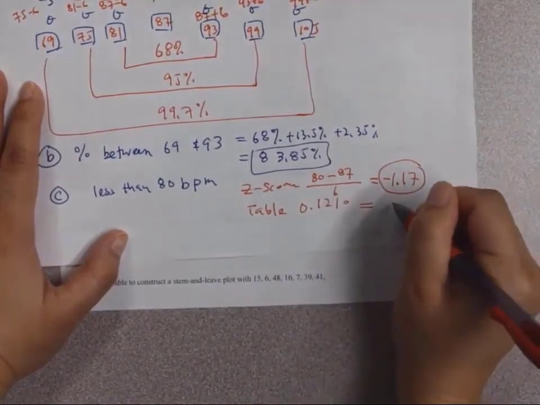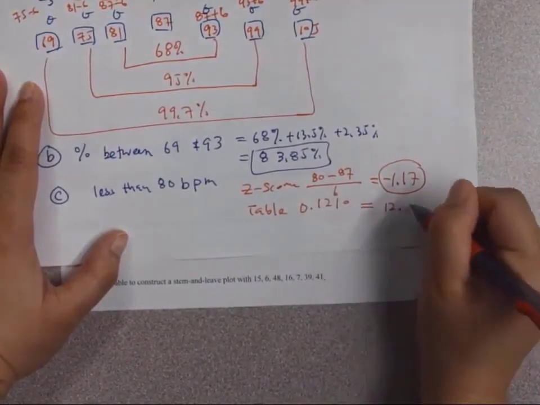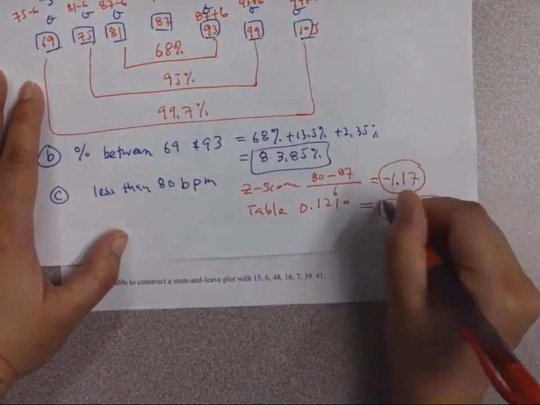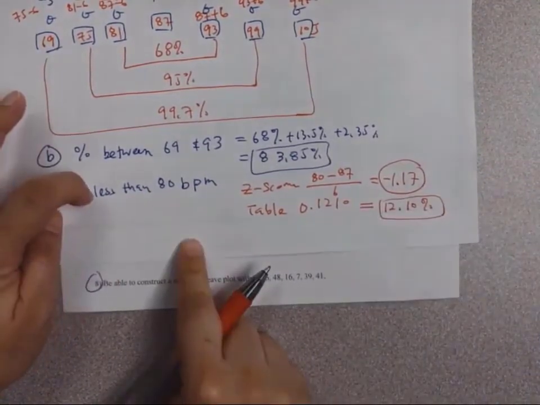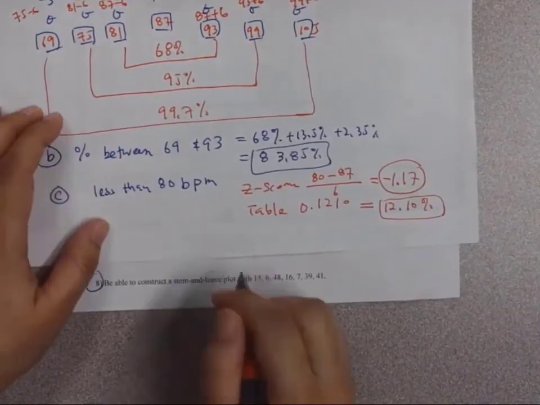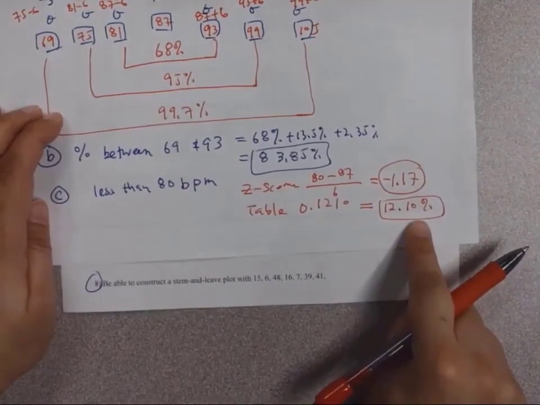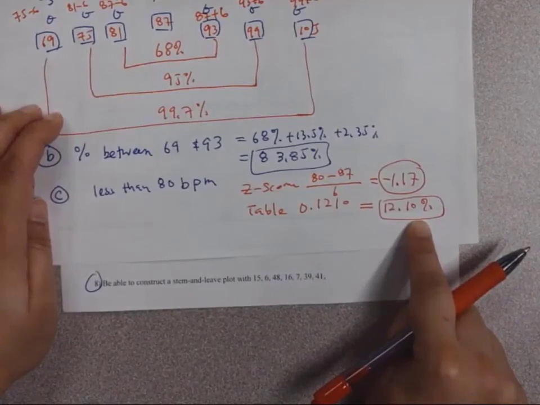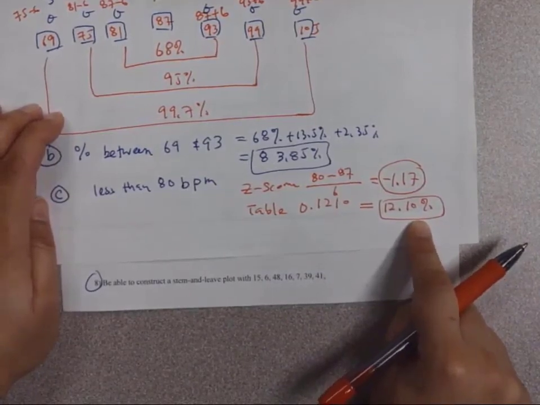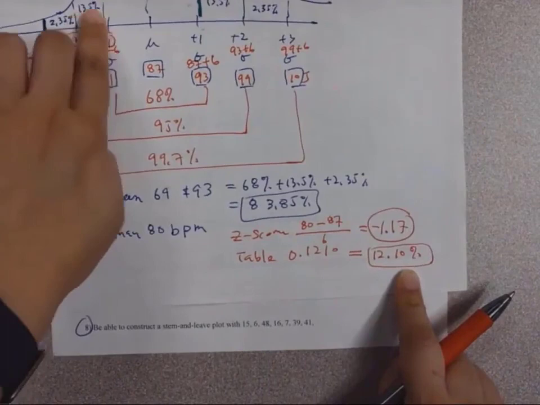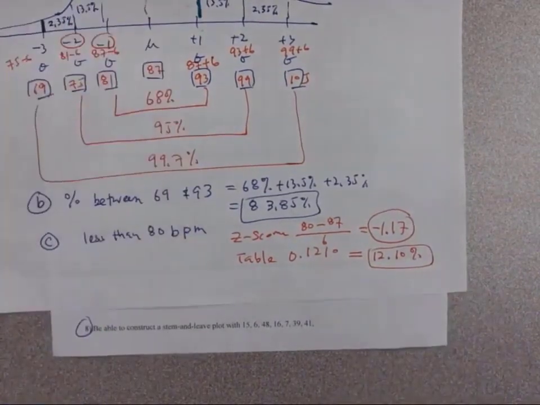Meaning how many percent? 12.10% of the data will be below 80 BPM. How about greater than? If I want greater than, you will use 100% subtract this, right? So always remember the table will only give you less than. So if I ask you greater than, you have to use 100% subtract that. In the example, we also ask you like between two of them, right? Then you will need to do a little bit more work for that.